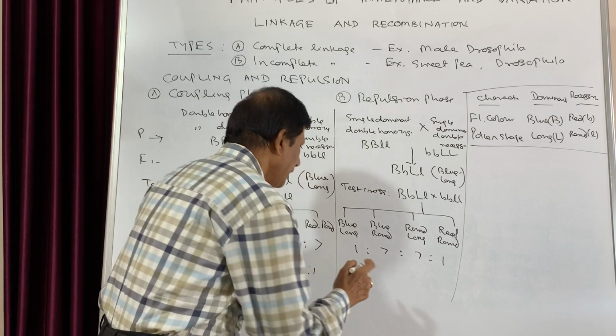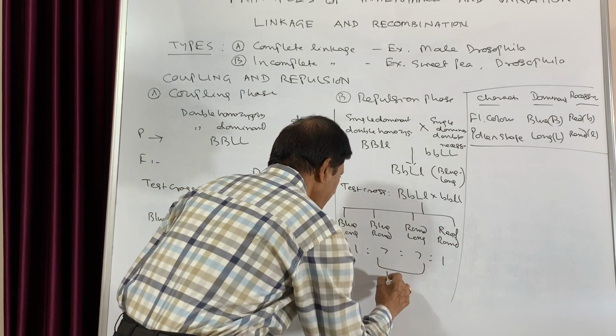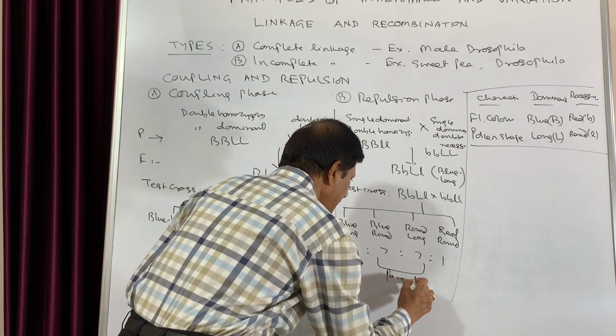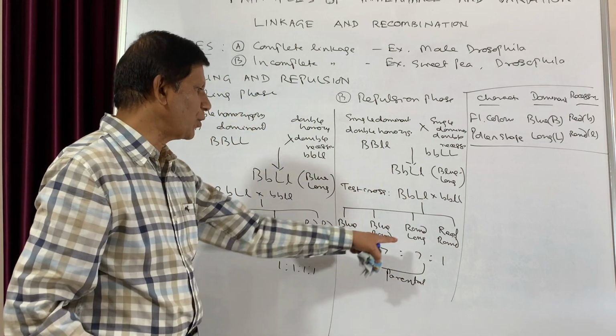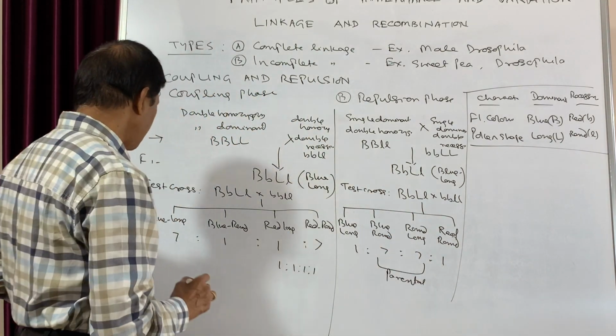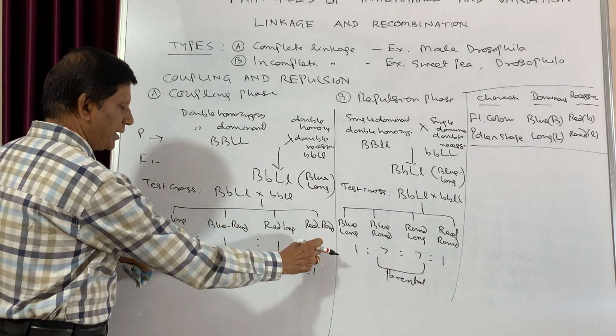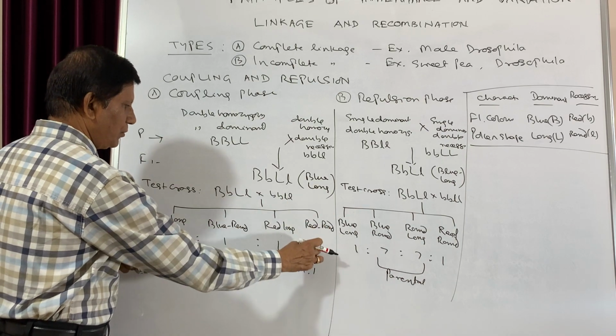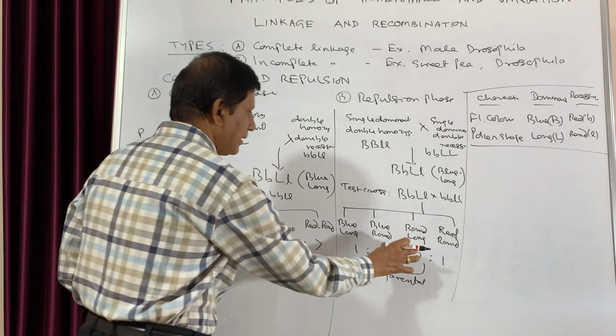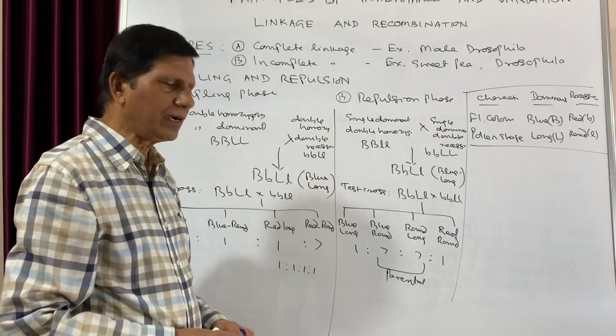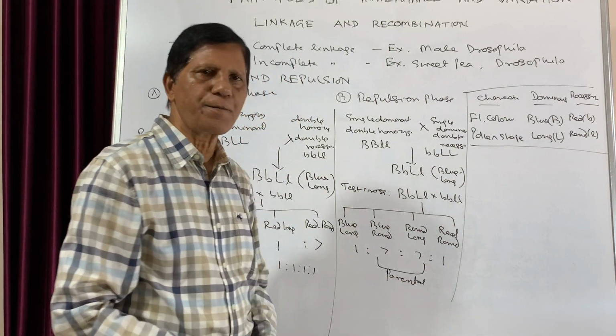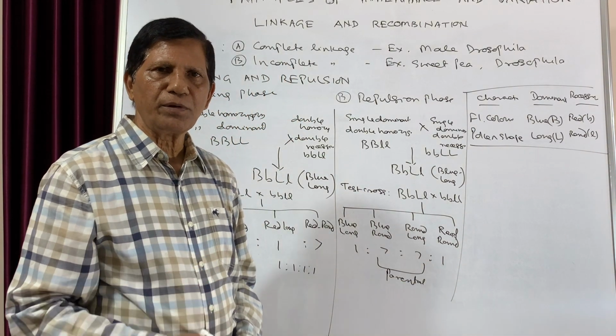then again these are the parental types. That means here the parental types are again coming in more proportion than this. Here the parental types are these two, the extreme two, 7, 7, and here the middle two, they are 7, 7. These are the parental types, while the recombinants are less. So what is the conclusion from this?